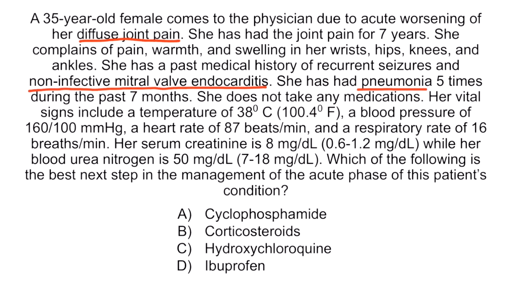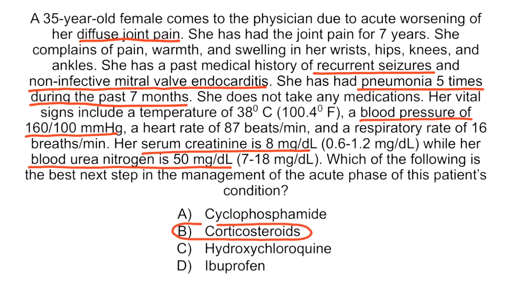Additionally, she has had pneumonia 5 times during the past 7 months, likely secondary to leukopenia. She also had recurrent seizures, most likely due to central nervous system involvement. On the other hand, hypertension and severely increased creatinine and blood urea nitrogen can be explained by nephritic syndrome, most likely diffuse proliferative glomerulonephritis. Now the question asks the best next step in the management of acute lupus flare. Lupus flare is usually treated with high-dose corticosteroids, so the correct answer is option B.